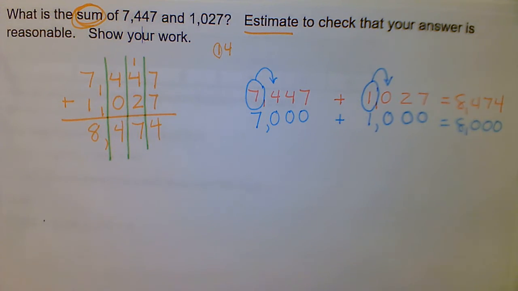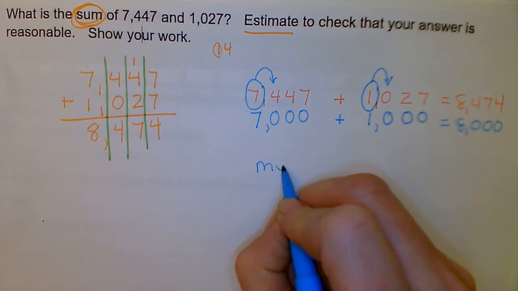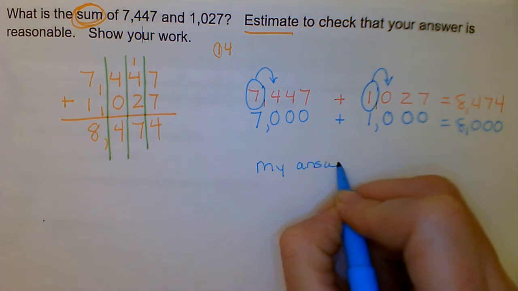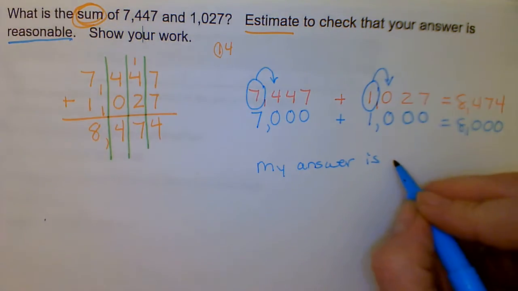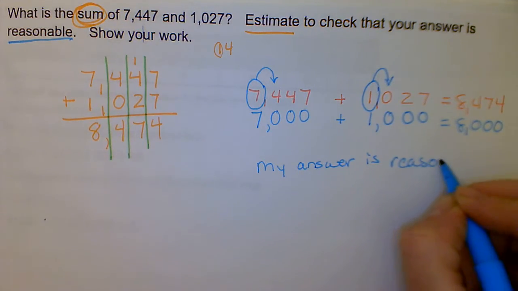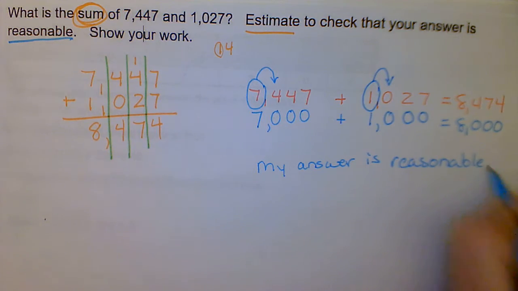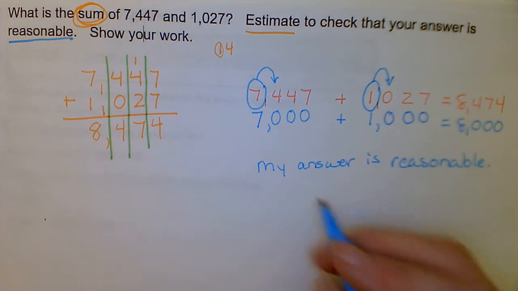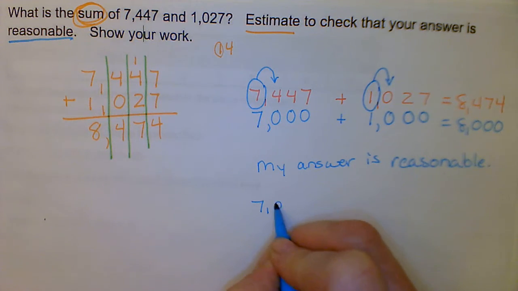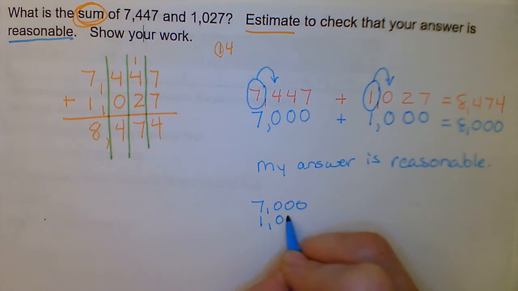So is my answer reasonable? I think my answer is reasonable. I'm going to say my answer is, and here if you want to know how to spell it, reasonable. And again, if you're not great at adding horizontally, you could always have stacked these and added them. It's a great way to do it.